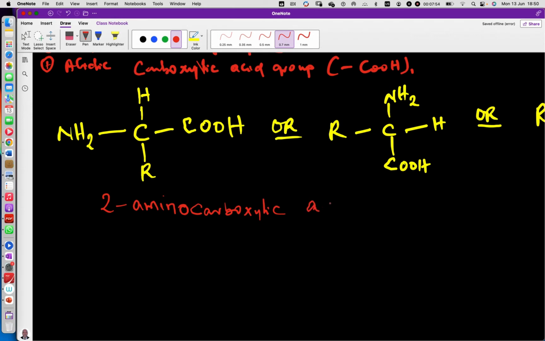You see this is the first carbon, and this is the second carbon, and the amino group is on the second carbon. We now say it is 2-amino carboxylic acid, until this R group is substituted by an alkyl group before we can have the right name for it.